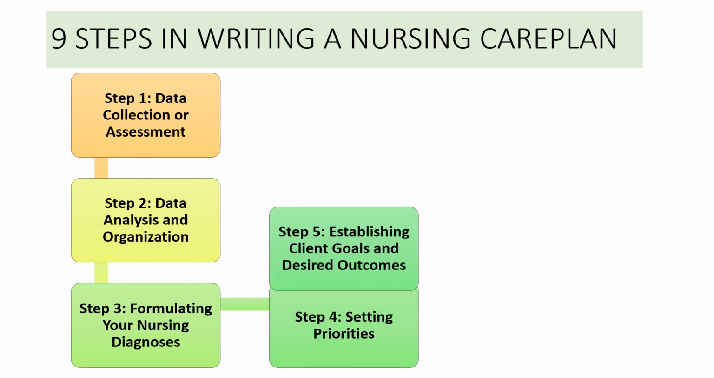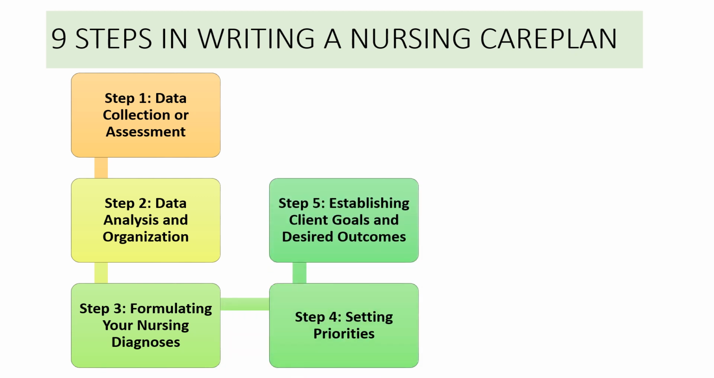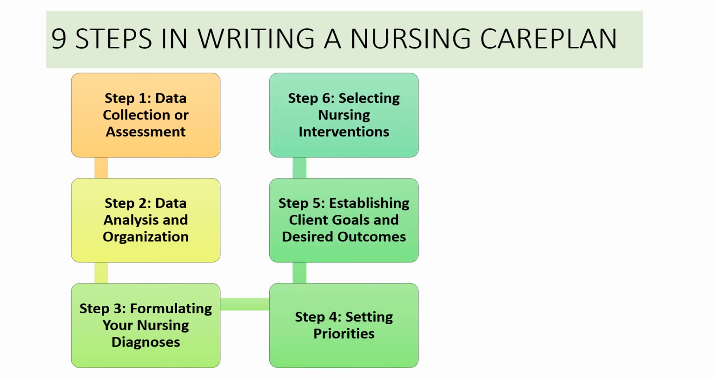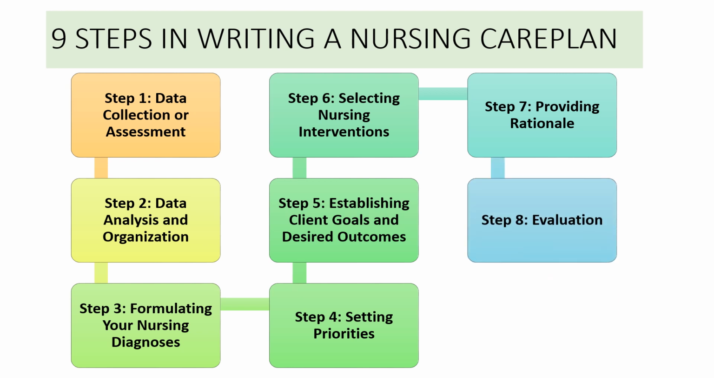Step 4, setting priorities. Step 5, establishing client goals and desired outcomes. Step 6, selecting nursing interventions. Step 7, providing rationale. Step 8, evaluation. And at last, step 9, putting it on a paper. Let us see each of these steps one by one.